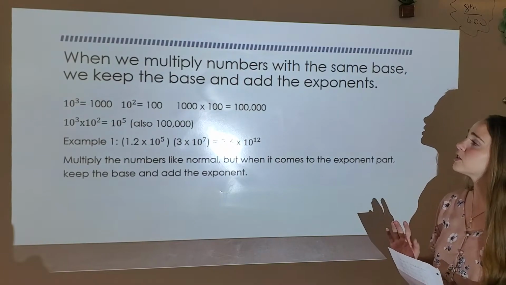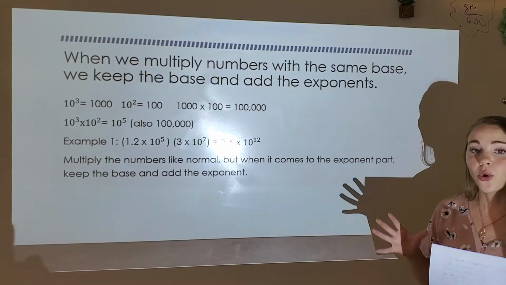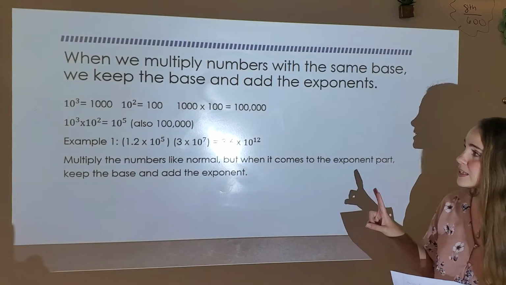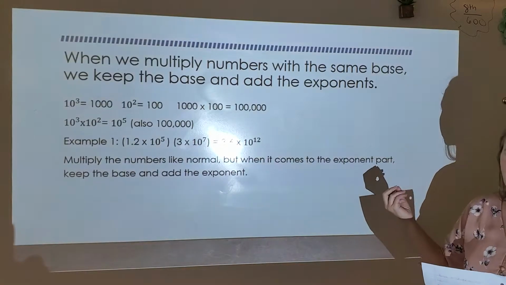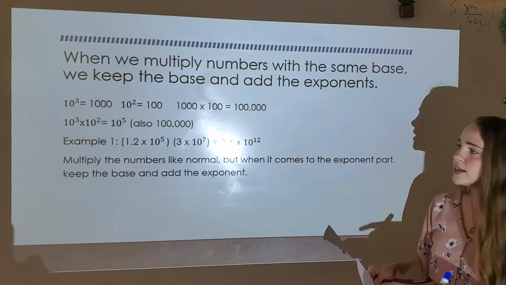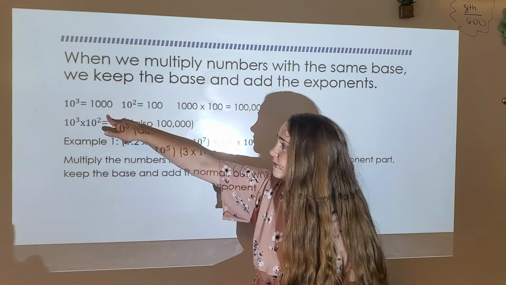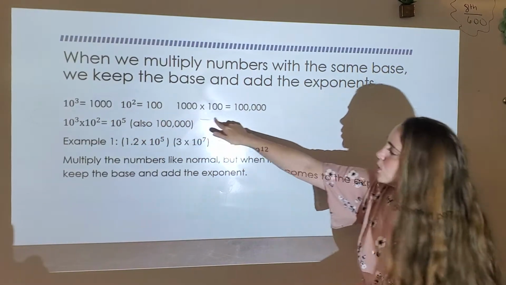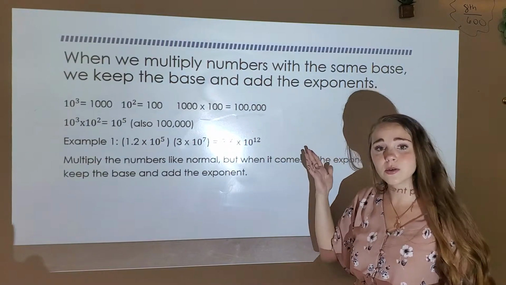When we multiply numbers with the same base, so they have the same base and they both have exponents, we keep the base and add the exponent. So this is a little example here. 10 cubed is the same as saying 1,000, and 10 squared is 100. When you multiply those two, you end up with 100,000.